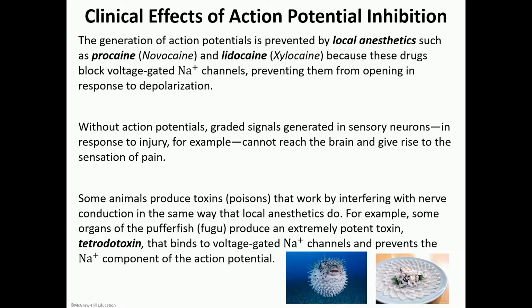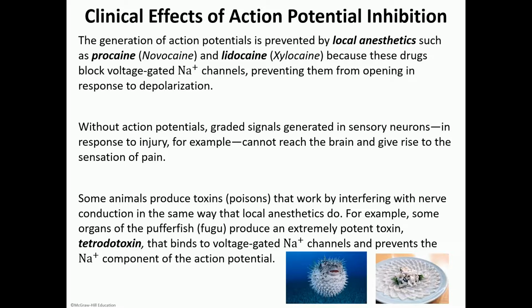Okay, so that person is not going to feel the pain. We also have some toxins, poisons that are made sometimes by different animals. So for example, a pufferfish, that is used in making a delicacy known as fugu, has an organ that produces a toxin known as tetrodotoxin, and that toxin has the same effect as local anesthetics. It blocks the voltage-gated sodium channels and prevents an action potential from happening.